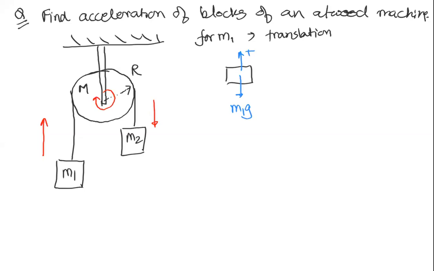So the equation that I will write here will be T minus T1, sorry, T1. यहाँ पे tension is T1. यहाँ पे tension is T2.